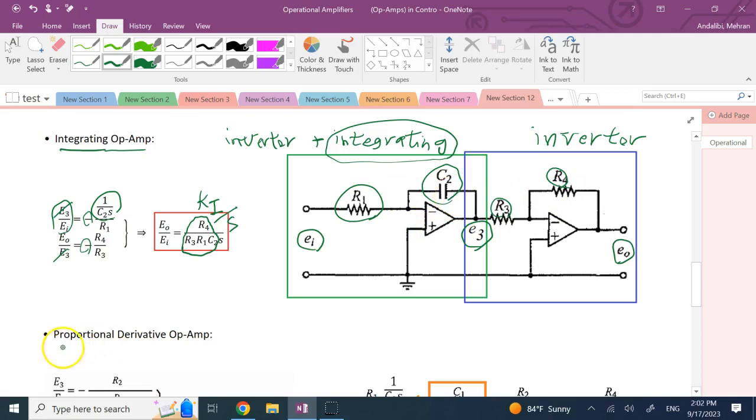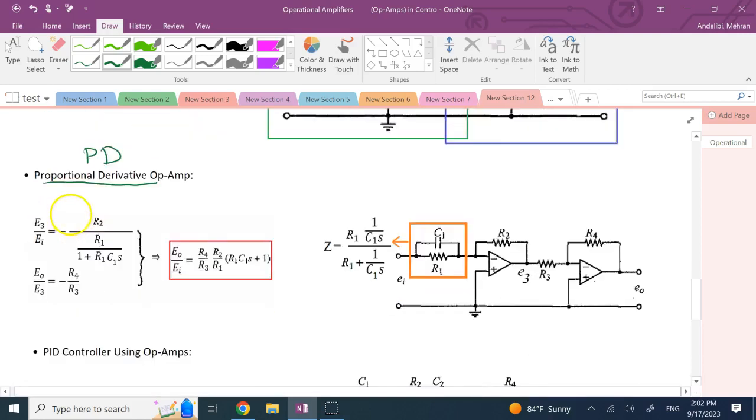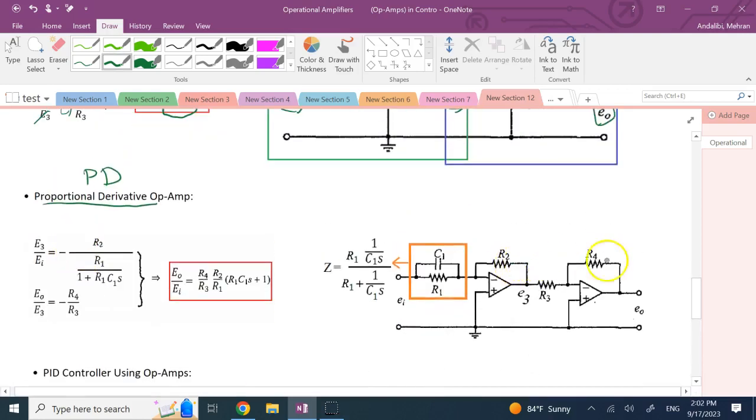Now, can I do other controllers? Sure. For example, if I want a PD, proportional derivative, if I want a PD op-amp, what can I do? Well, take a look here. This time, again, it has two portions. This portion is clearly the inverter, just to basically get rid of the inverting property of the first portion.